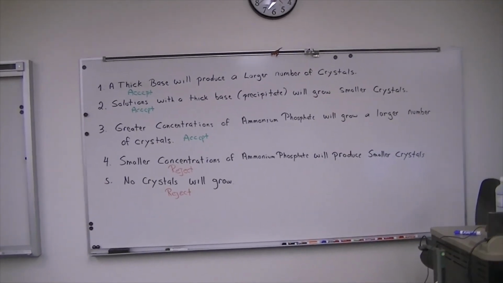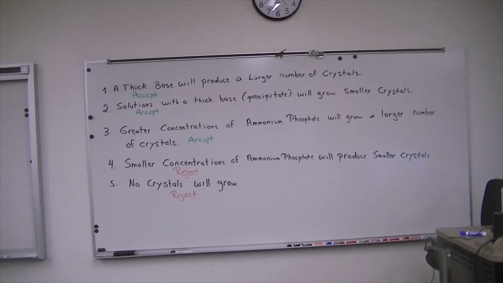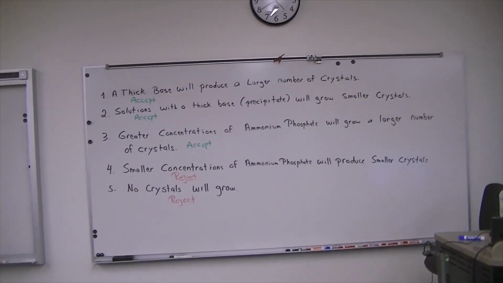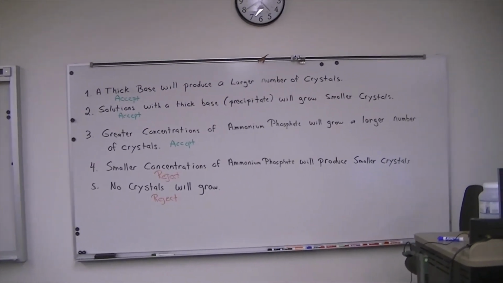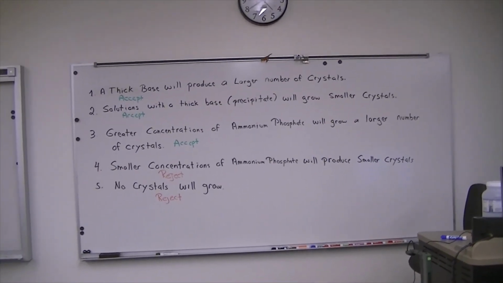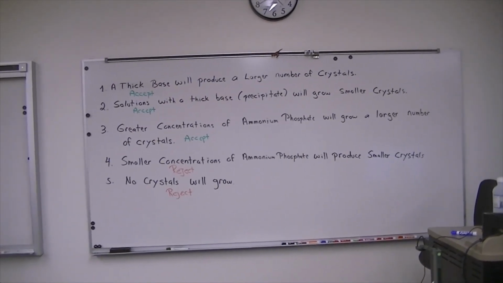So number 1, true. 2 is going to be true. 3 is going to be true. Both 4 and 5 are going to be false. And that concludes this lab and this semester. So we are through with this portion.